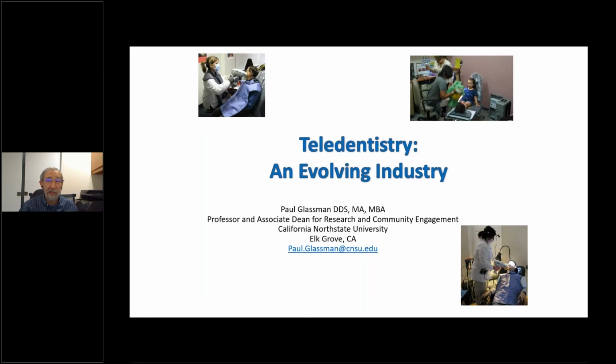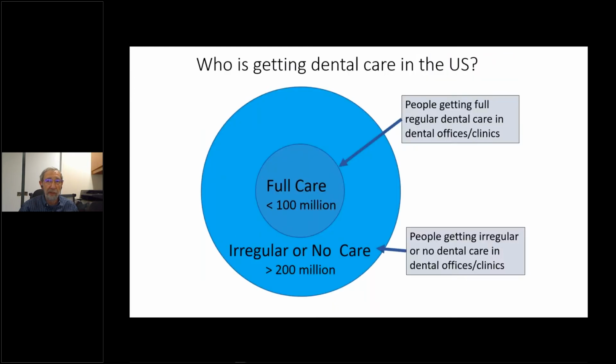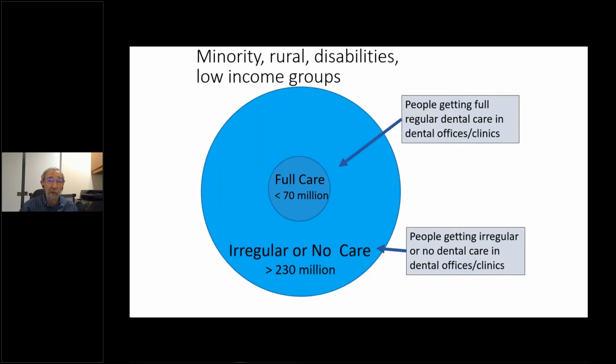So just to set the stage slightly, I think Kevin said it at the beginning, we have a world where an oral health industry doesn't reach a lot of people. So just based on data from the ADA Health Policy Institute, those people in our society who are getting full care, probably less than 100 million out of a 230 million person population. And if you look at people in certain groups, like people who are in minority groups, living in rural areas, people with disabilities, low income groups, it's even less than that, less than 70 million people.